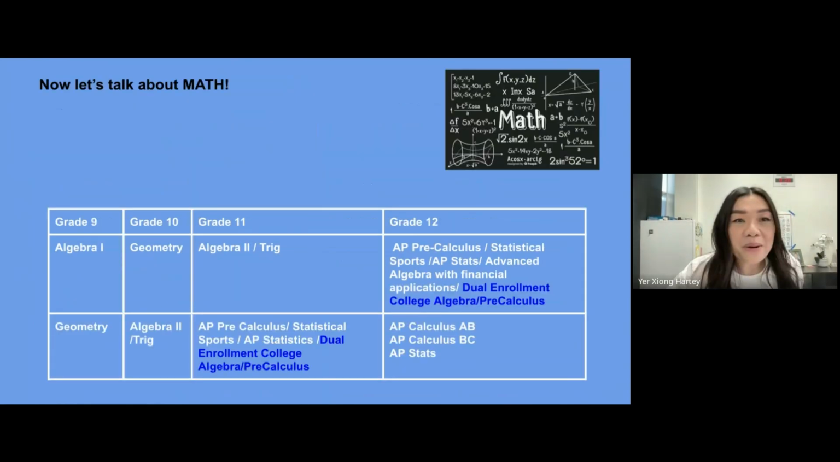Next, we have math. So the typical math sequence here at Liberty High is Algebra 1, Geometry, Algebra 2, Trigonometry, and then a higher level math course. Now, if you are in 8th grade and you're currently taking Algebra 1, Integrated Math 1, or Compacted 8 Math, your placement in 9th grade will be geometry. However, if you're taking Math 8 in 8th grade, your placement at Liberty High will be Algebra 1.